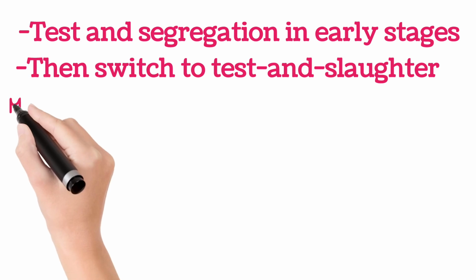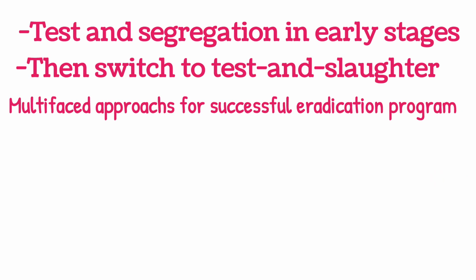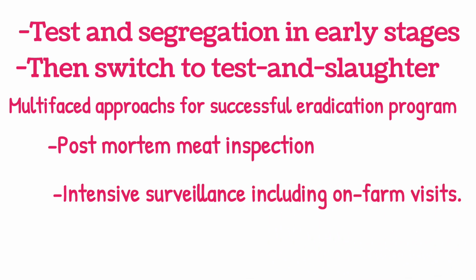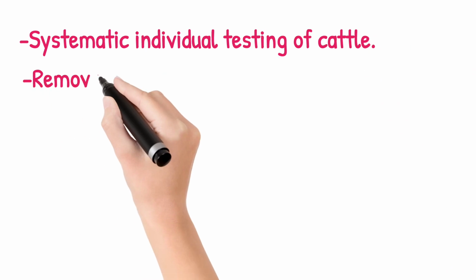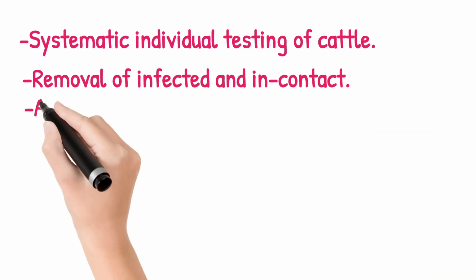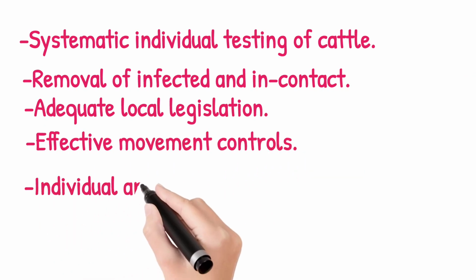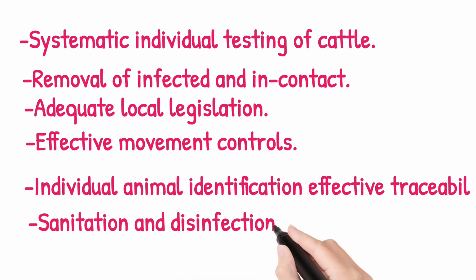Several disease eradication programs have been very successful in reducing or eliminating the disease in cattle, by employing a multifaceted approach that includes: post-mortem meat inspection looking for tubercles in the lungs, lymph nodes, intestines, liver, spleen, pleura, and peritoneum for detection of infected animals and herds; intensive surveillance including on-farm visits; systematic individual testing of cattle; removal of infected and in-contact animals; adequate local legislation; effective movement controls; individual animal identification; and effective traceability.